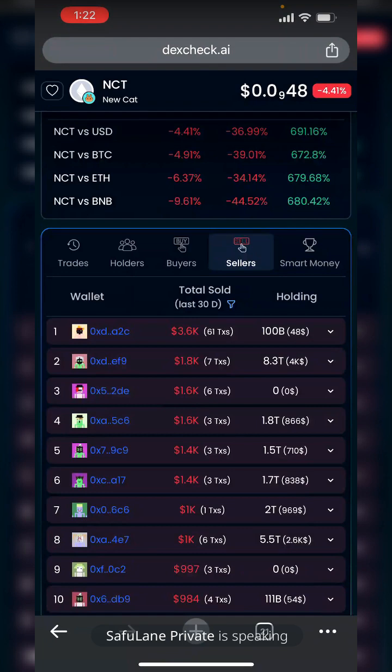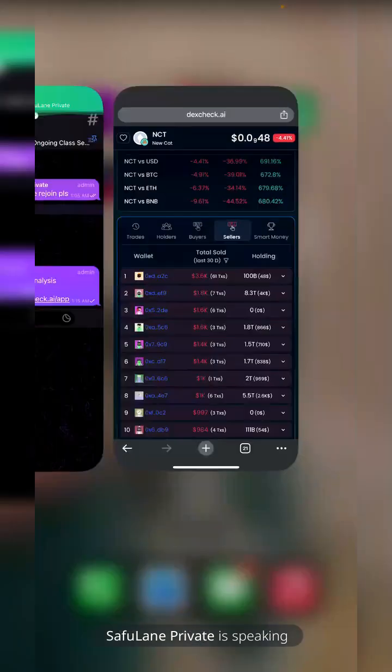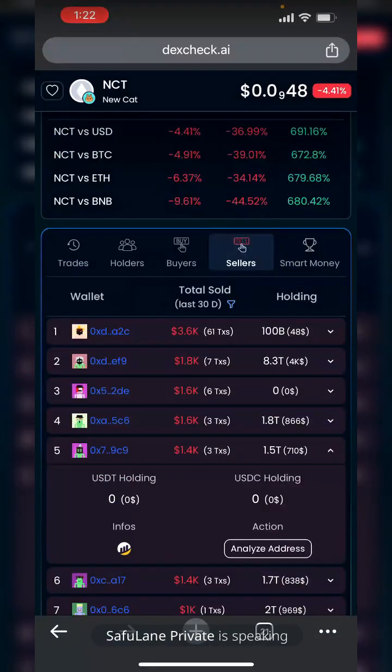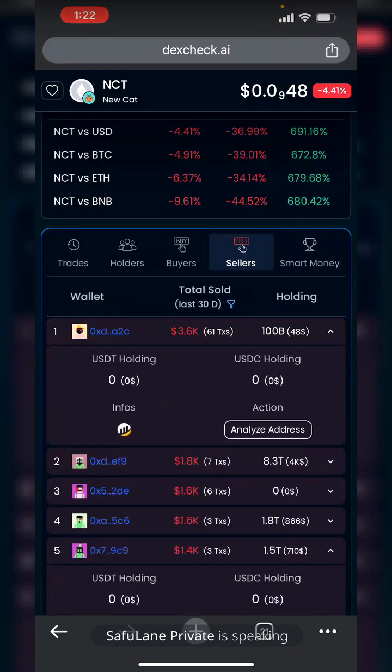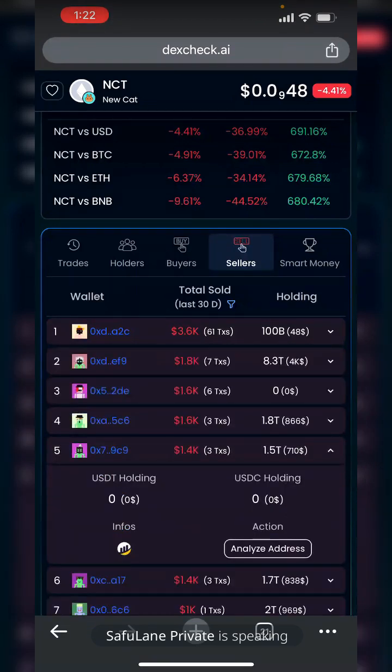So I chose that there's no point holding onto the project or the token for a long time. Like you can see, this guy sold about 3.6K and he's holding about $48. So I need to check: is he related to the dev? Is it the dev himself that sold up to 3.6K? I can analyze the address. So that is it on that.